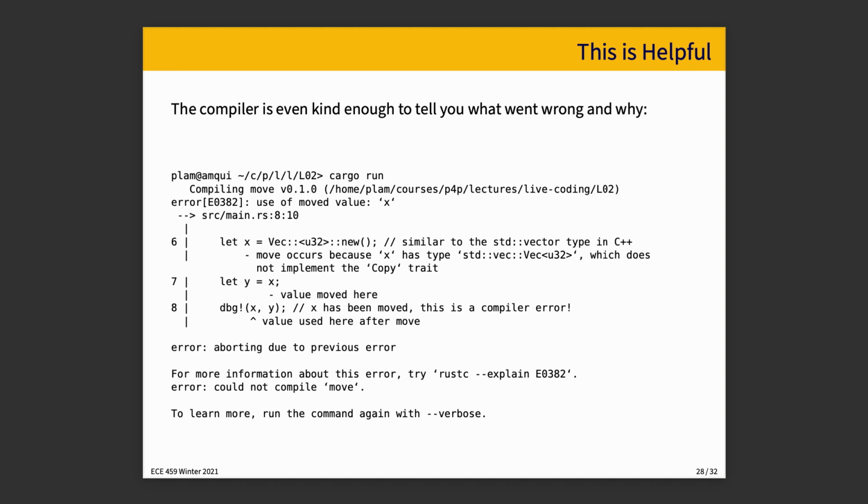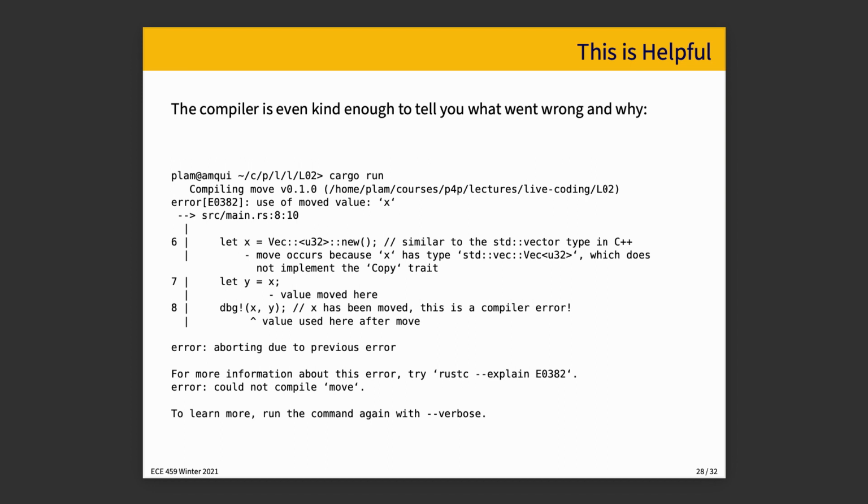So it points out to you that on line 6, move occurs because x has type standard vector of unsigned 32-bit integer, which does not implement the copy trait. So it tells you why the move occurred, because that's the way the type is set up. Then on line 7, it tells you the value was moved here. So that's where the actual assignment statement does the move. And then on line 8, that's where we attempt to use the value that's no longer valid.